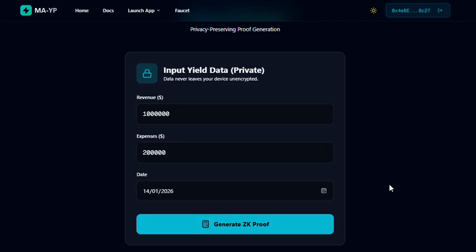The issuer enters this data into VIEL's private dashboard. Important, this data never leaves the issuer's device. It stays completely private. Now they click Generate ZK Proof.